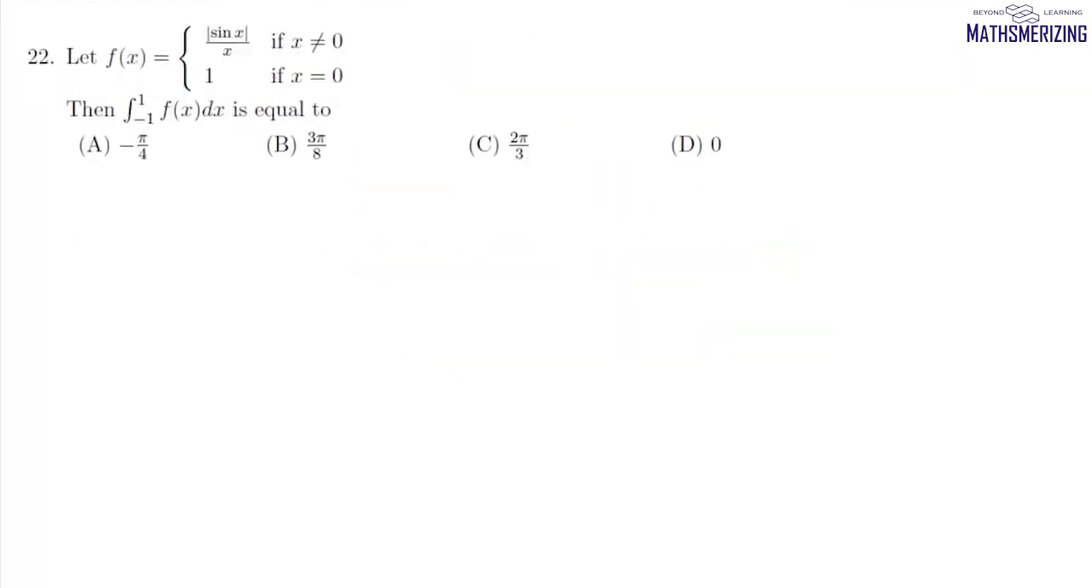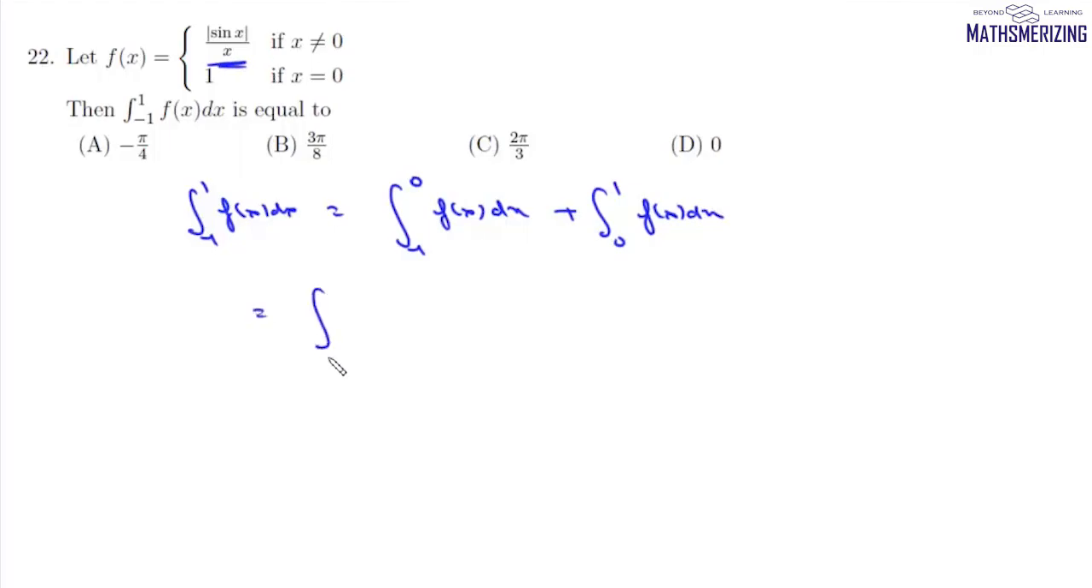Now question number 22 is, we need to find the integral from -1 to 1 of f(x) dx. Now what we'll do is write this as the integral from -1 to 0 of f(x) dx plus the integral from 0 to 1 of f(x) dx. Now we'll put the value of f(x). When x lies between -1 and 0, sin x is negative, so we'll write this as minus sin x upon x dx, and then plus the integral from 0 to 1. In this interval, sin x is positive, so it will be simply sin x upon x dx.